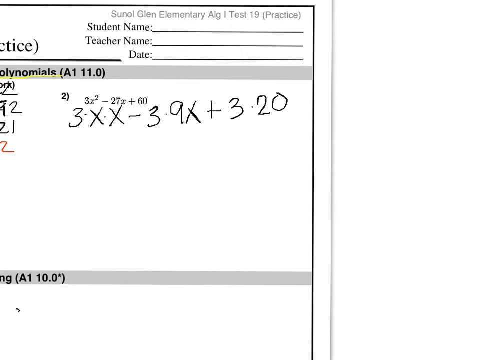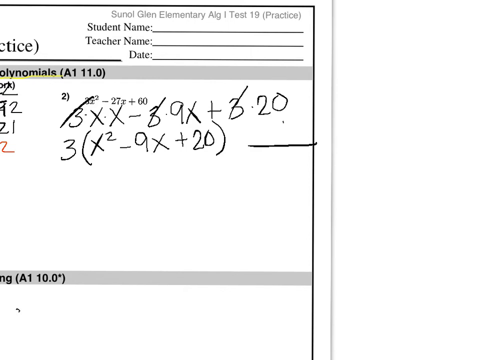And it looks like I have a 3 that can come out of everything. So if I factor out my 3, I'm really dividing by a 3. I'm going to pull it to the front. I'm left with an x squared minus a 9x plus a 20. Okay, now I can take this to binomials, but I'm going to make my new chart, which says that I'm multiplying to make a 20 and I'm adding to make a negative 9.